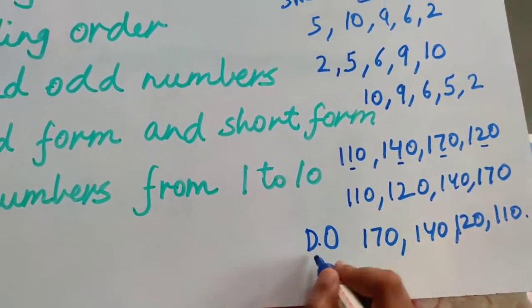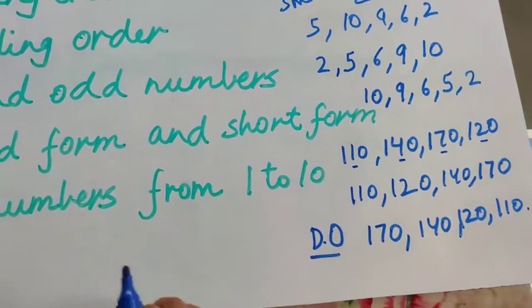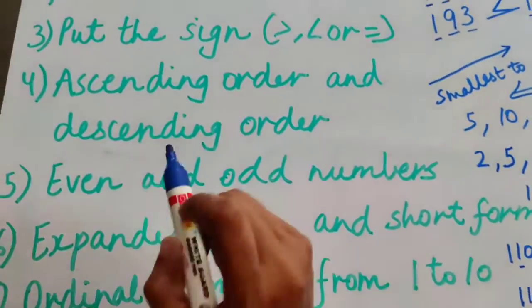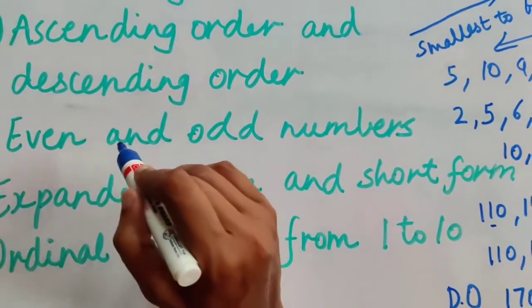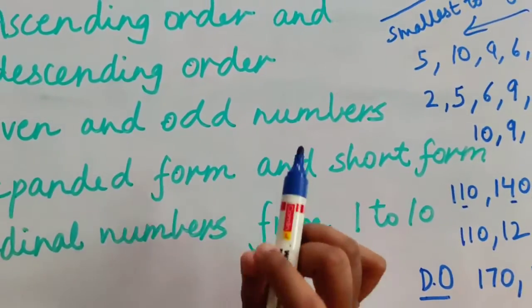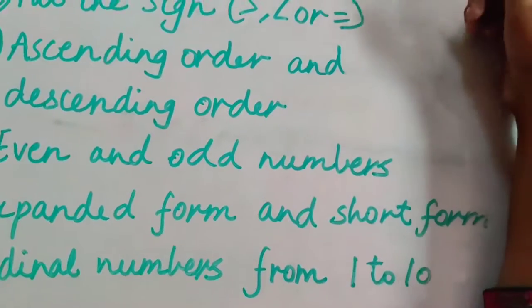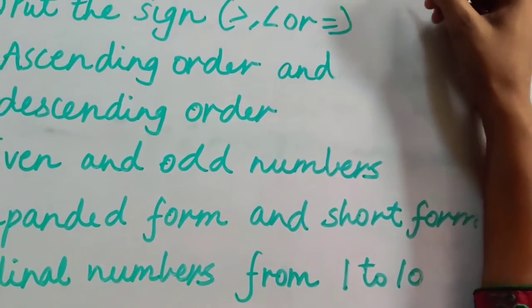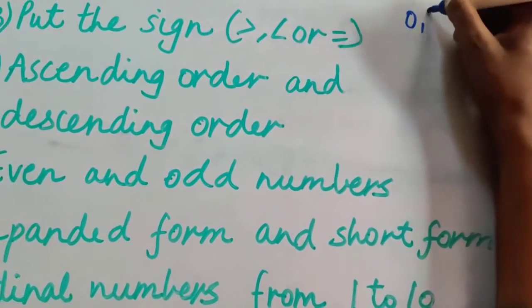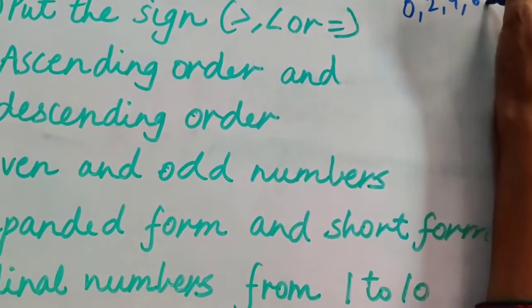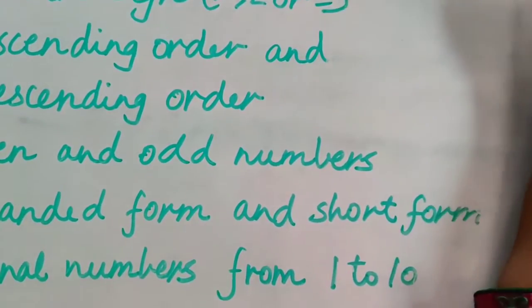So this is the descending order. DO means descending order. Okay, so after that what we have learnt about even and odd numbers, right? So let's see what is even and odd numbers. So children, what are even numbers?